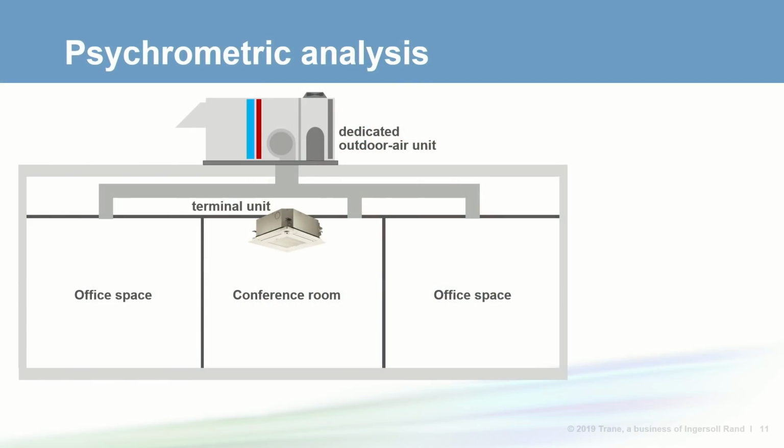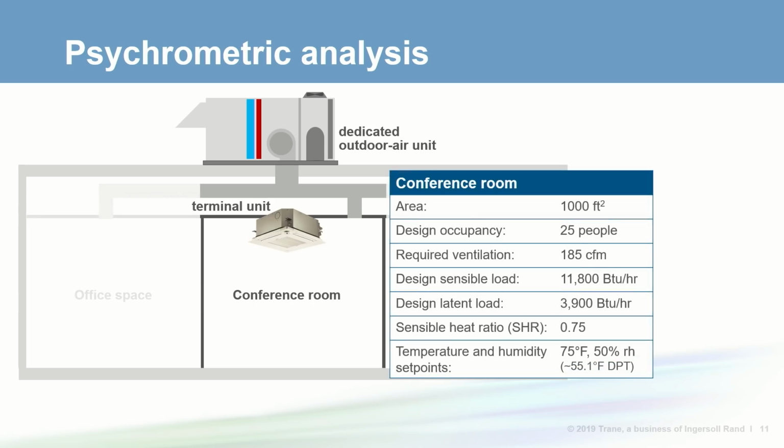Let's look at a typical installation. Consider an example interior conference room in an office building in Atlanta, Georgia, using a 55-degree supply of ventilation air. The conference room is 1,000 square feet and has a design occupancy of 25 people. Using the ASHRAE 62.1 ventilation rate procedure, the outdoor air requirement was determined to be 185 CFM.